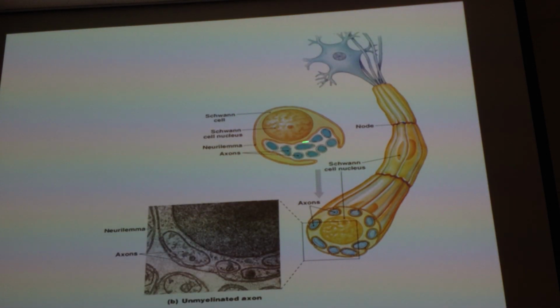Even neurons in the periphery that are not myelinated are still intimately associated with the Schwann cell. So you can see that these axons don't have the multiple wrappings, but they're still surrounded, external to, but wrapped around by the plasma membrane. So they're not in contact with the cytoplasm, but wrapped around by the plasma membrane.